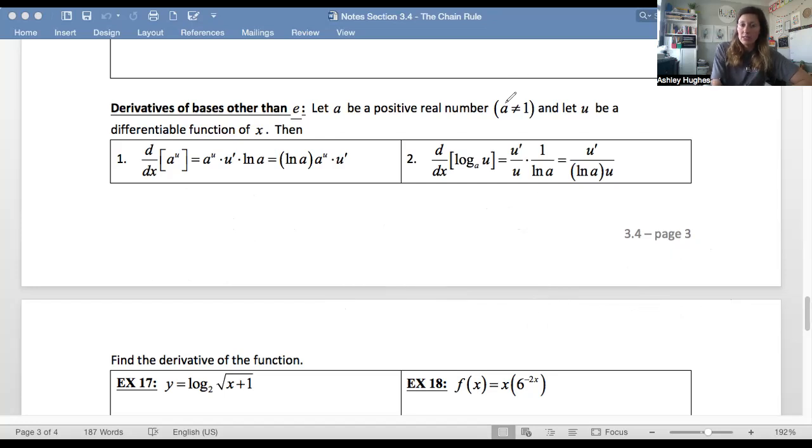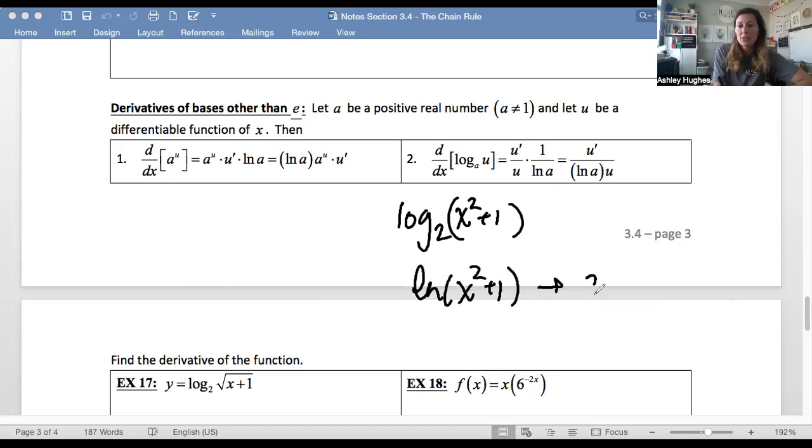I know it looks weird. It's not that bad. If it's a different log base, so if I had log base 2 of x squared plus 1, okay? If this was the natural log of x squared plus 1, and I took the derivative, it would be derivative of the inside over the inside.